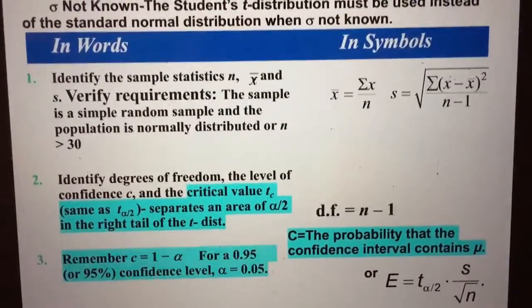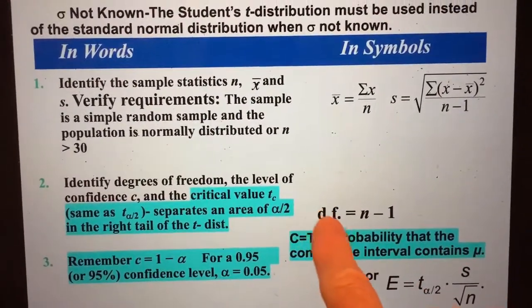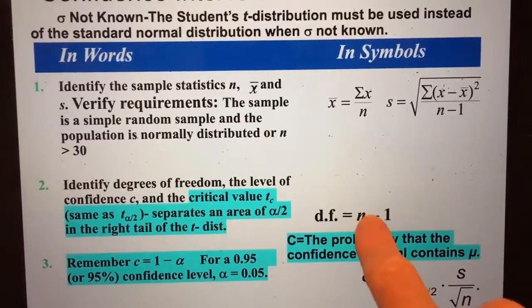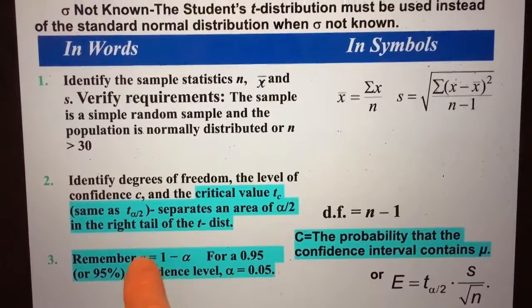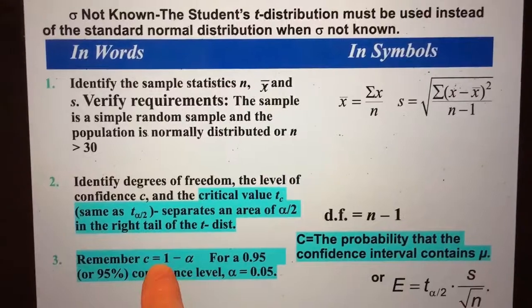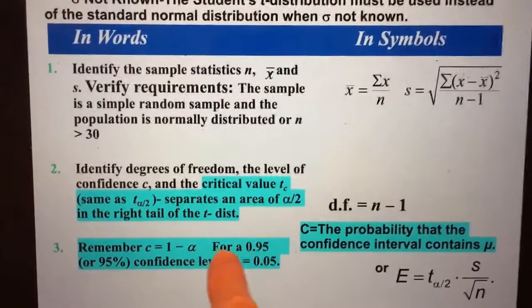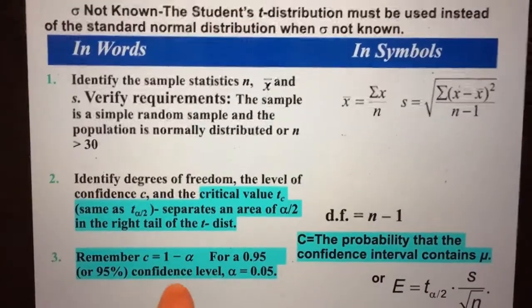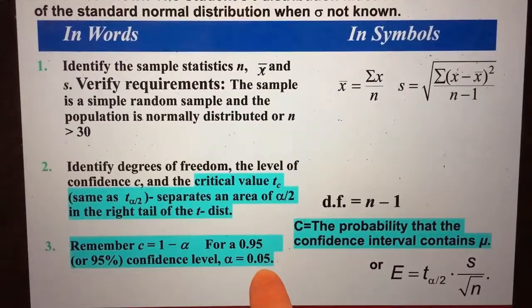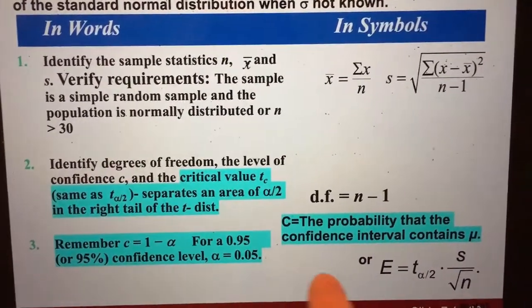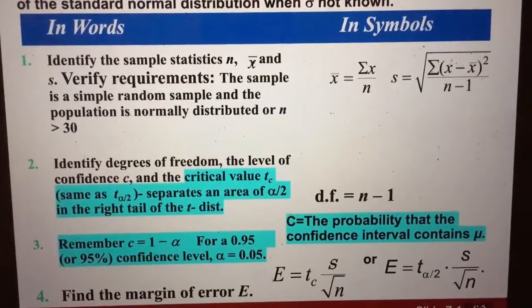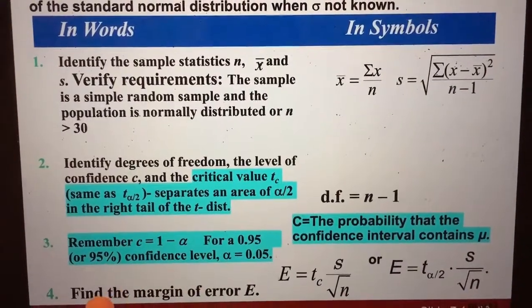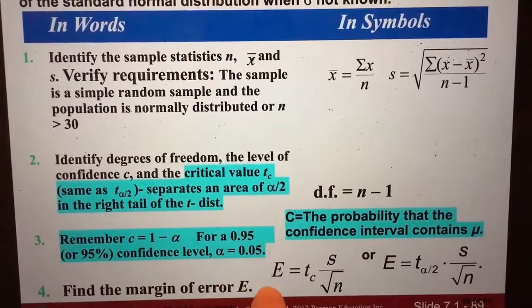There's our degree of freedom, as always, the number in the sample minus 1. And then the confidence level is equal to 1 minus the alpha. For a 95% confidence level, the alpha is 5. So then, last thing on this slide, we're going to find the margin of error.